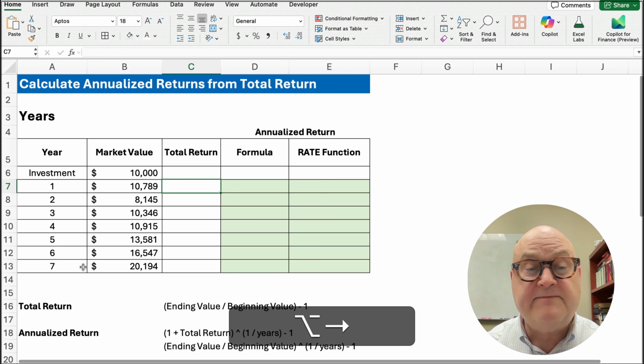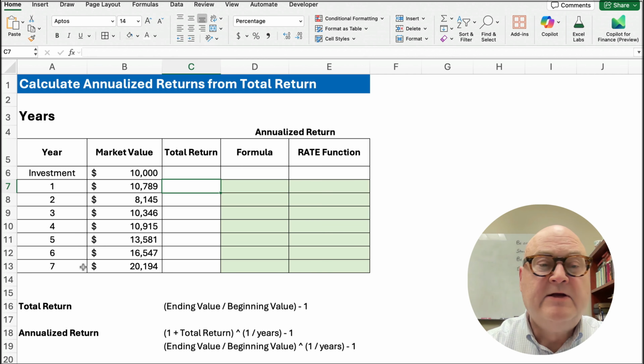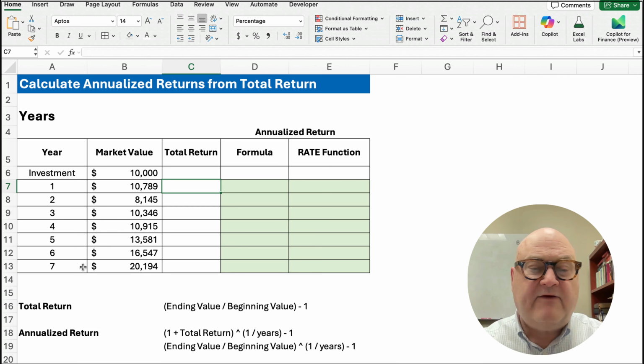So let's get started with our problem here. What if we look back and we have good records, and we have maybe the ending value. We invested at the beginning of year zero, $10,000. At the end of year one, it grew to $10,789, and then year two and three. So we have really organized dates, and they're all equal years, things like that.